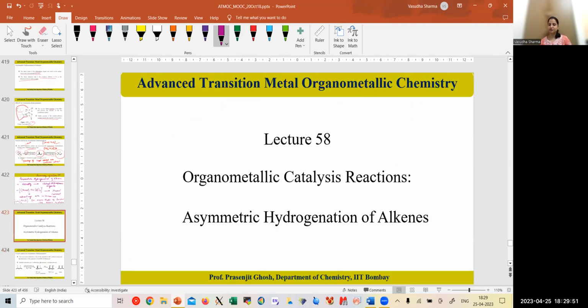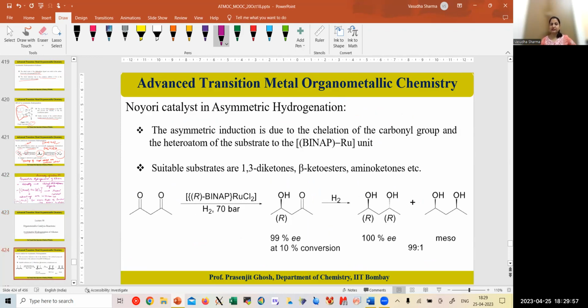Now we will move to lecture 58, which is still the continuation of asymmetric hydrogenation. So the Noyori catalyst in asymmetric hydrogenation, the asymmetric induction is due to the chelation of your carbonyl group and the heteroatom of the substrate to the BINAP. So suitable substrates like 1,3-diketones, beta ketoesters, and aminoketones, etc., can be used.